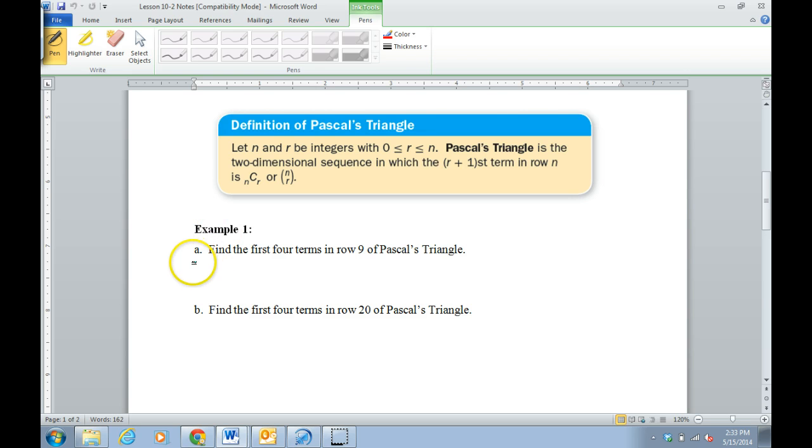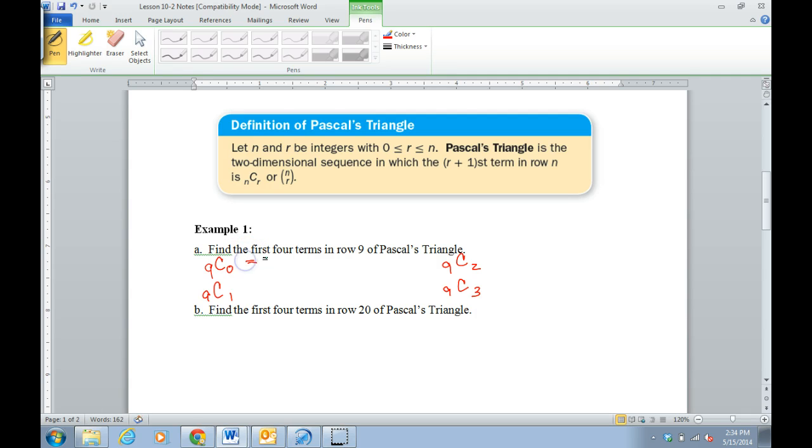So we're going to use the first 4 terms. Let's write this out. We have a row, it's row 9. It's going to be 9C0 is the first term. The second term is going to be 9C1. The third term is going to be 9C2. And the fourth term is going to be 9C3. So we need to calculate those. Being that we can't just look at it on the table, we're going to use our formula from yesterday.